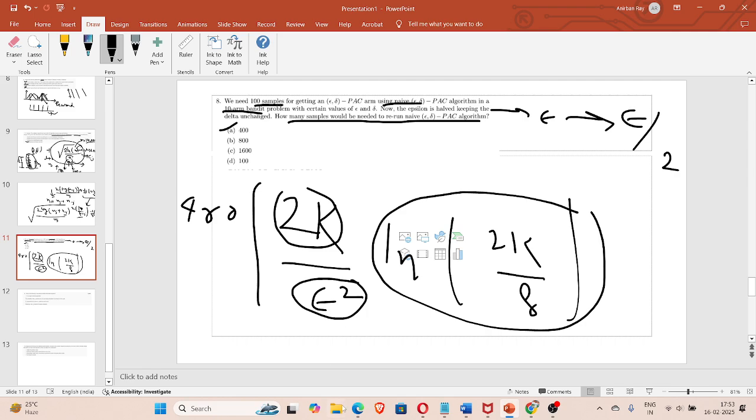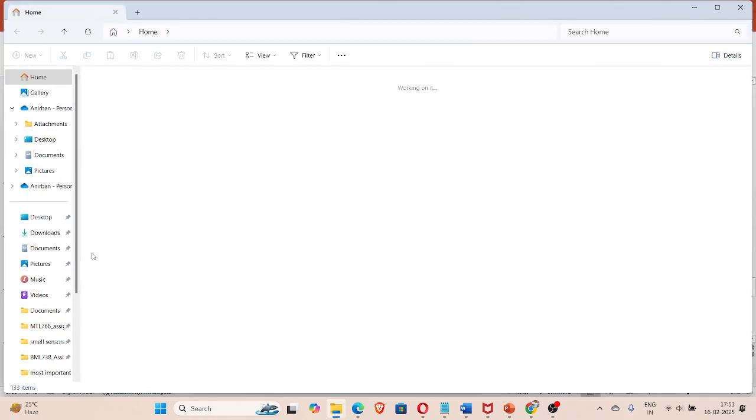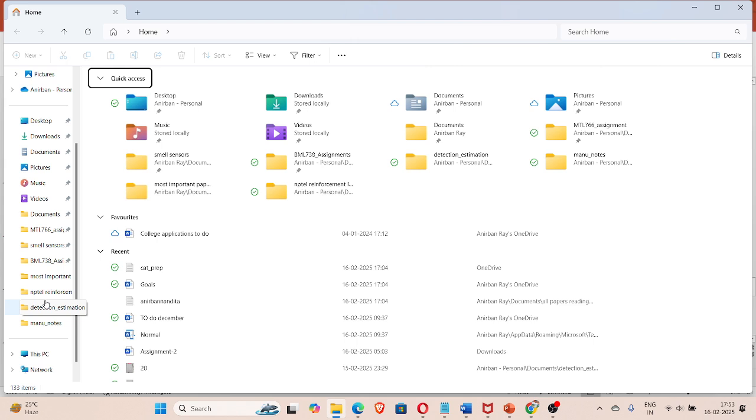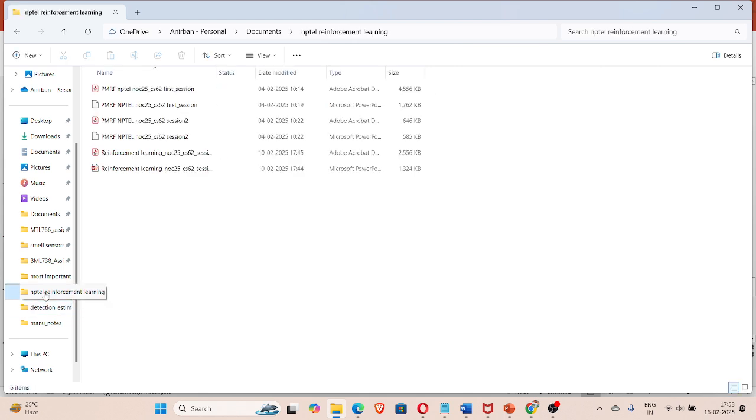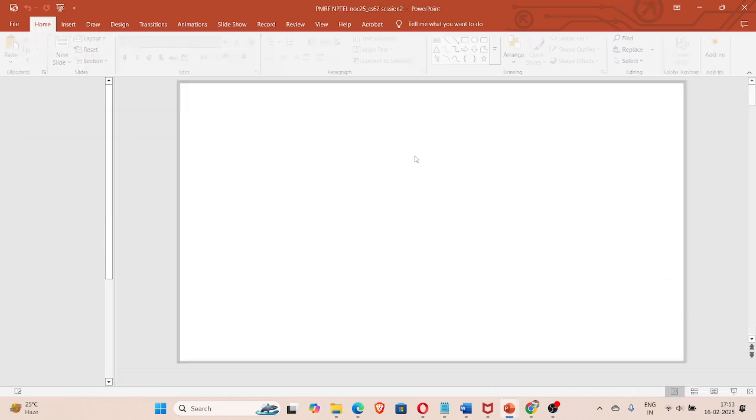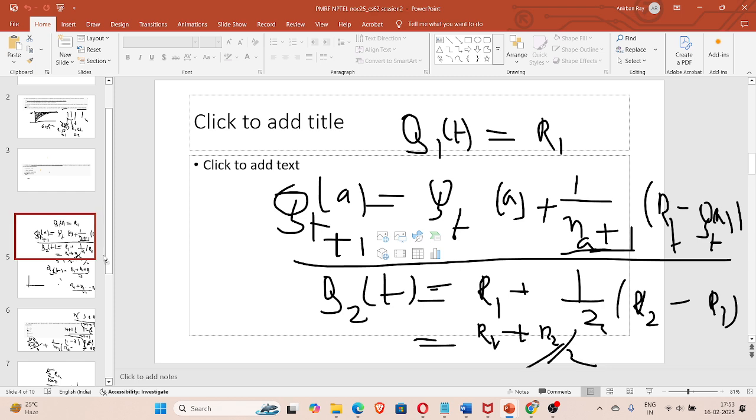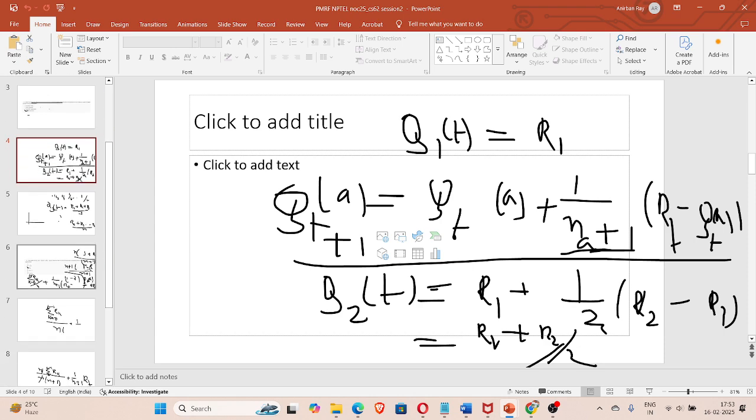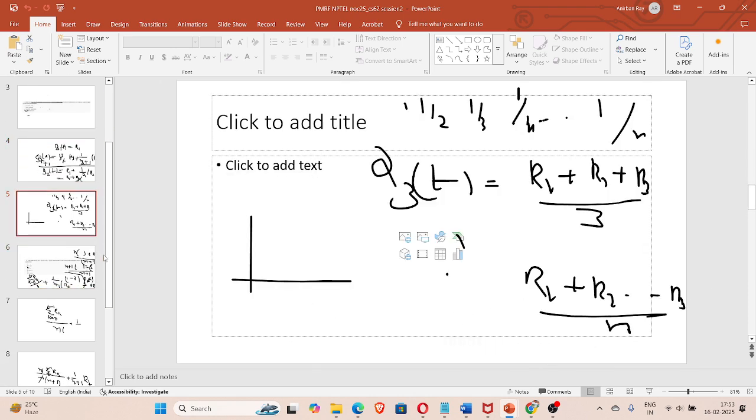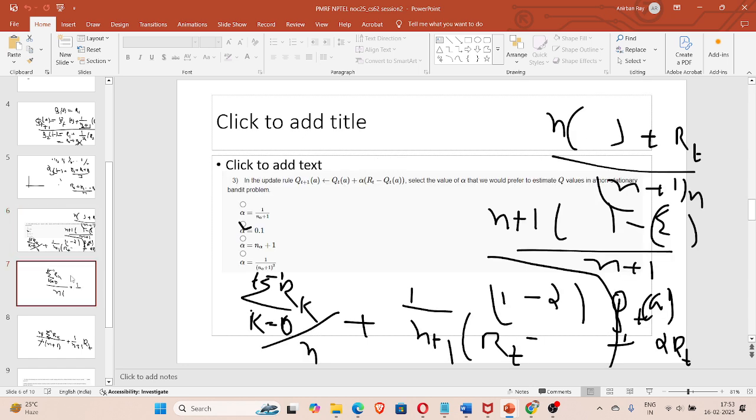Delta means, in the PAC situation, so let me go to what I previously did. Here in session 2, I did explain the PAC optimality somewhere.